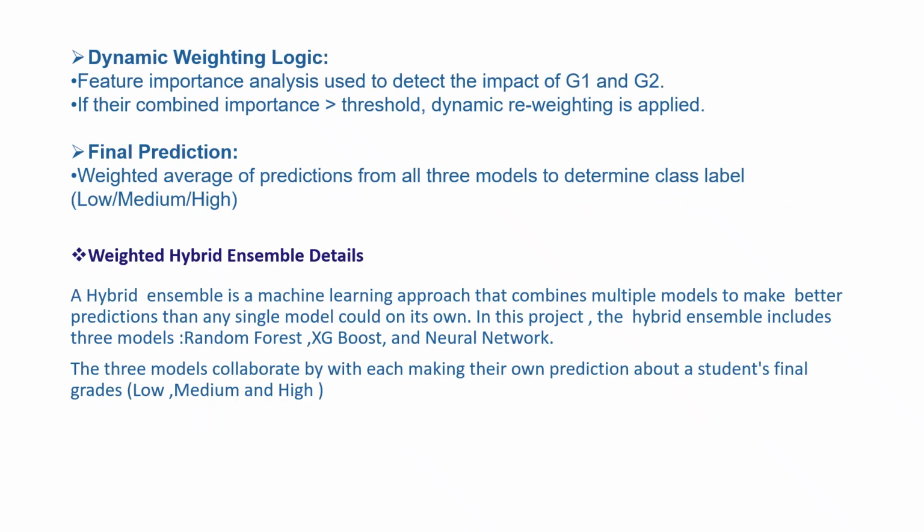Instead of relying on just one algorithm, we combined three complementary models. Random forest offers stability and interpretability, XGBoost brings fine-tuned precision, and neural networks capture nonlinear grade dependencies. What's unique here is the dynamic weighting logic. If prior grades G1 and G2 are highly predictive, we increase the weight of the neural network since it's better at modeling grade trends.